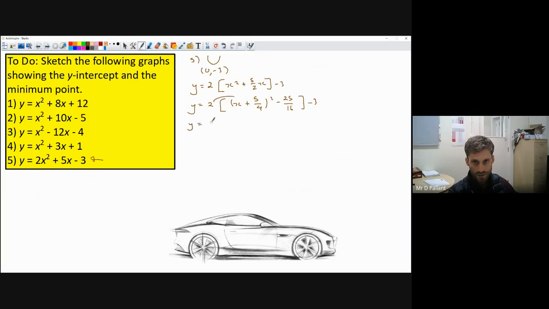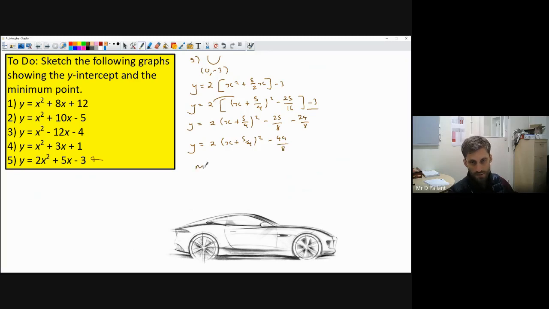Expand the bracket out, so I've got two lots of that bracket. I've got minus 25 over 8. If you times that, you get minus 50 over 16, but 50 over 16 is 25 over 8. And I'm going to adapt that 3, and I'm going to make it minus 24 over 8. Just easier to collect the terms. So this one really is a bit harder. Collect those, I've got minus 49 over 8.